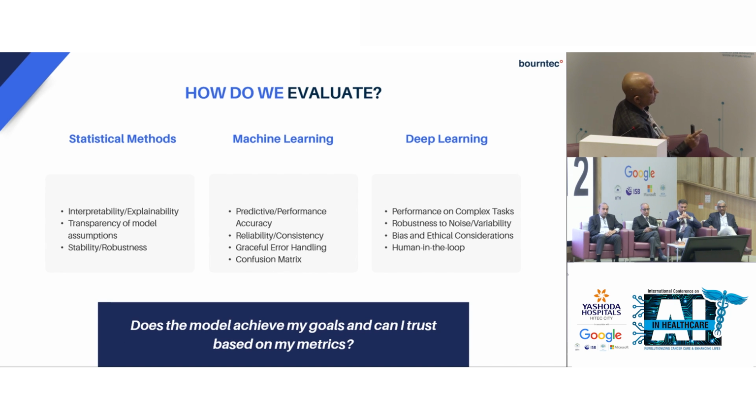Fundamentally, when an application comes in front of you as a clinician, you need to understand you have some sort of evaluation. If it is a statistical method, there's one way of looking at it. If it is machine learning, there's another way of looking at it. I'm trying to rush here because of the time. If it is deep learning, then it does complex tasks, but the way you evaluate it is completely different. This is what you need to understand. Essentially, the key thing is: is it achieving my goals, and can I trust it based on my metrics? So do not treat AI that comes your way in one singular way. Each has its own metrics, its own expectations and what it can do.